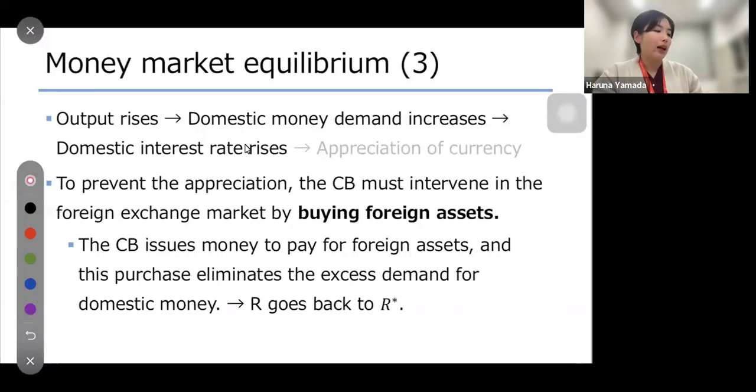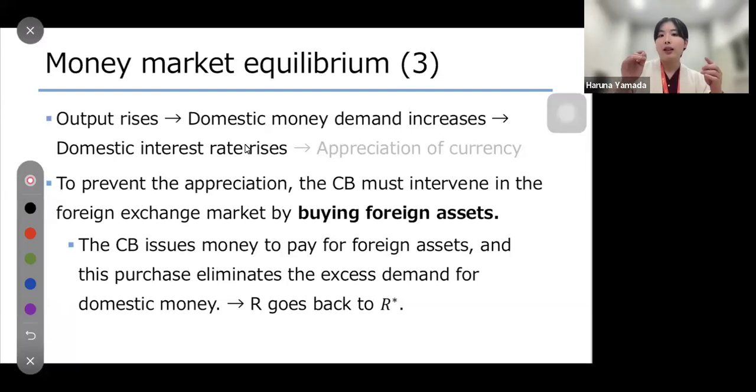So output rises, and domestic money demand increases. Okay, this is a review of the B1 course. Output rises, then domestic money demand increases because of the demand for transactions. Then the domestic interest rate increases. Then, according to the interest parity condition, the currency appreciates. Okay, but under the fixed exchange rate, we need to keep the exchange rate at the same constant level, E0. So the appreciation is not allowed.